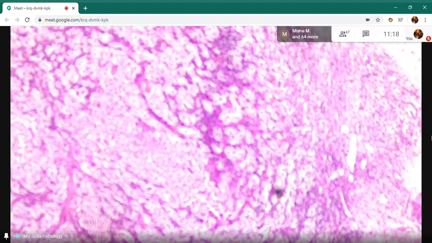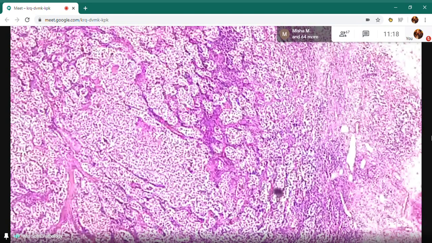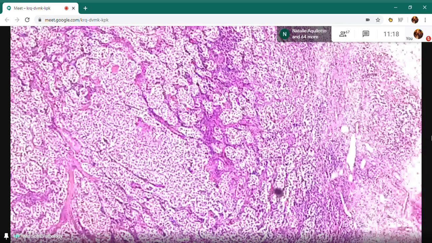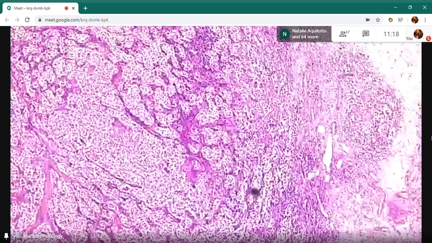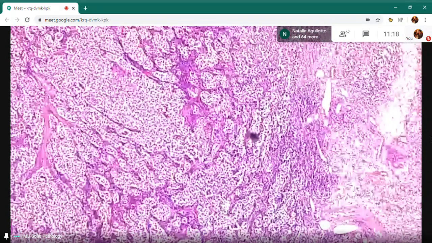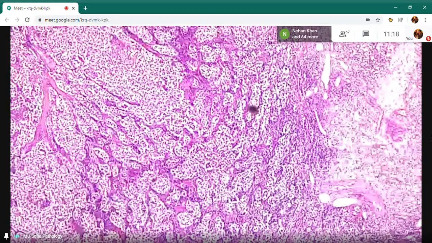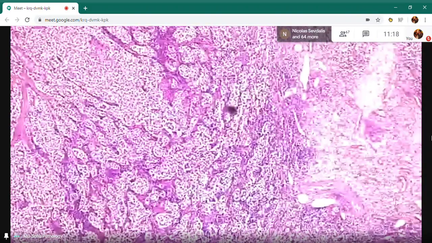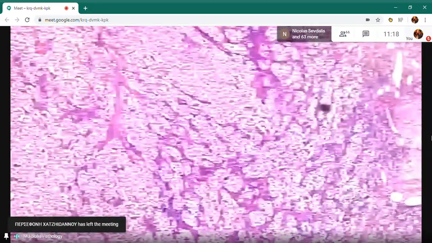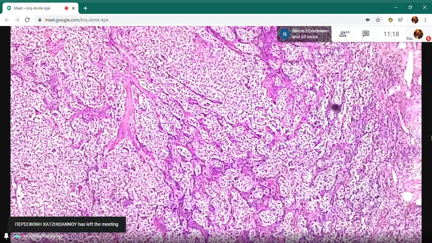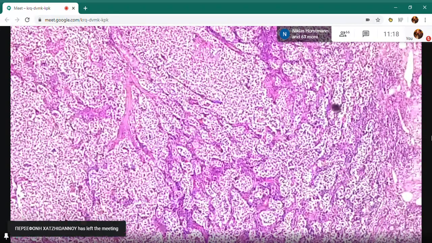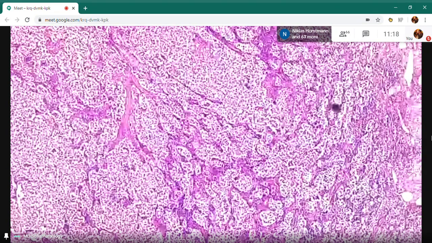Okay, this is about seminoma testis, the most common germ cell tumor of the testis. Again, clear cells, like in the case of renal cell carcinoma, but this time the organ is testis, and we have well-defined stroma infiltrated by lymphocytes here.